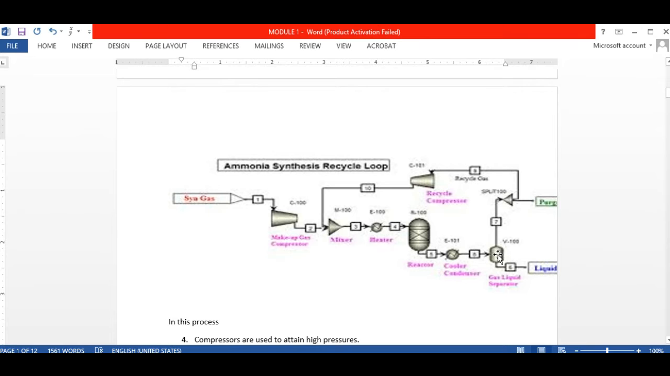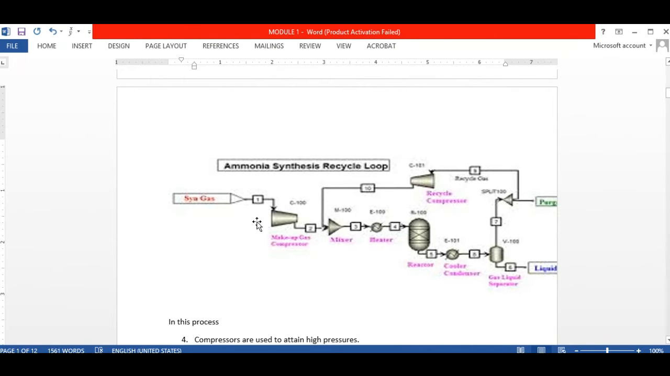Then here you come, a separator. Here you separate the liquid ammonia, and here nitrogen and hydrogen are recycled back. Some purge is removed because of the impurities. Whenever you have impurities, you must remove them from the system, like inert gases. Okay, and you recycle back. So this is now your complete plant.